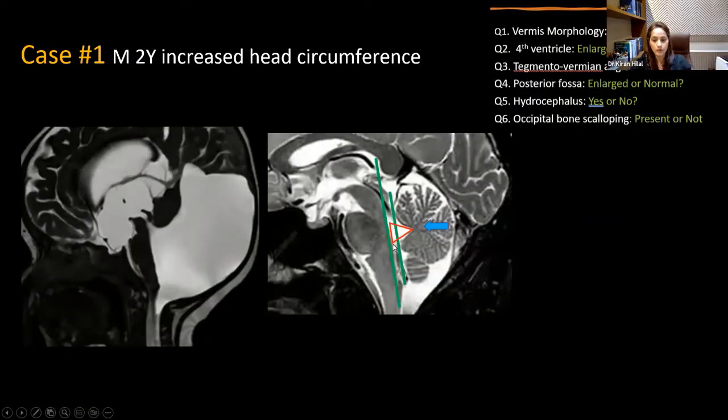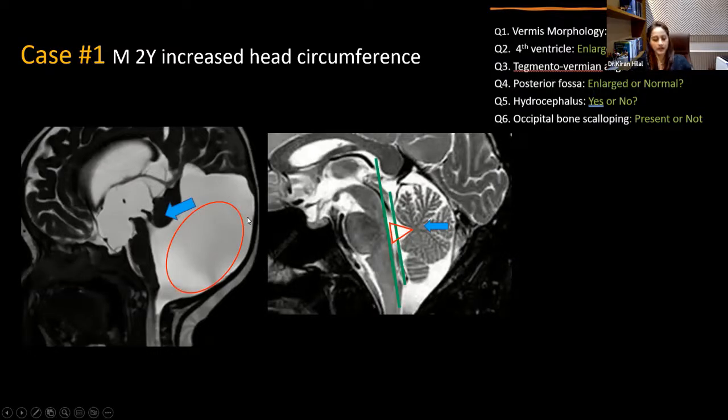What do you think about the vermis? Look at the vermis. Is it a normal vermis or not? Absolutely, it is a hypoplastic vermis. Second question: the fourth ventricle, is it enlarged and abnormal? Remember the fourth ventricle, the triangular one?